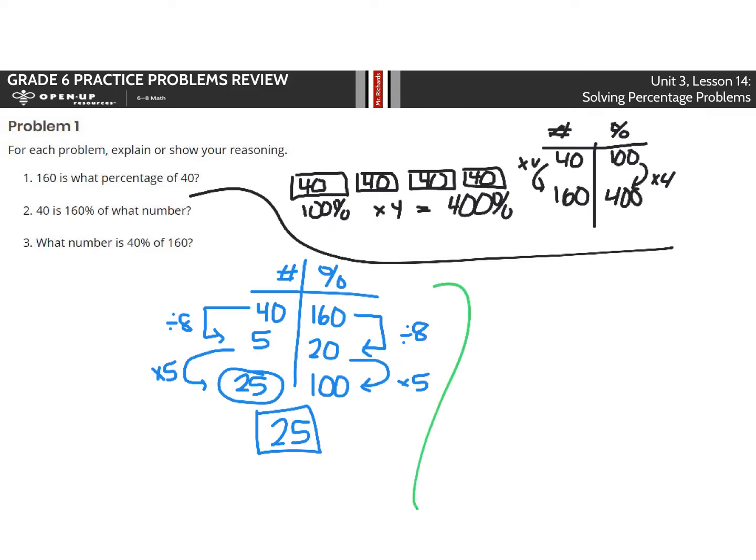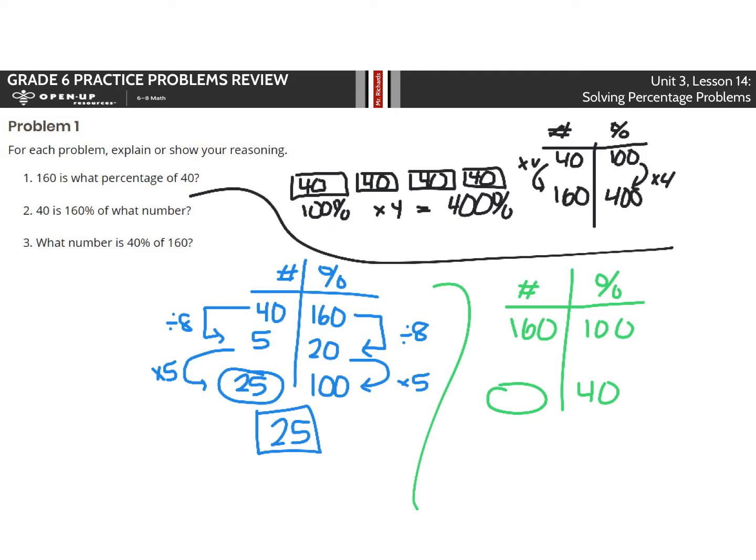And then, what number is 40% of 160? Well, let's do our number and our percent. And we're asking ourselves, what number is 40% of 160? So 160 is our 100% in this question. We're looking for what number is 40% of 160.